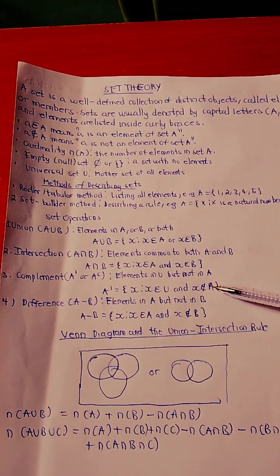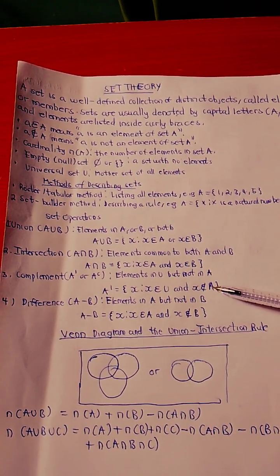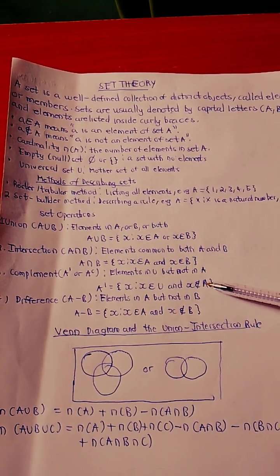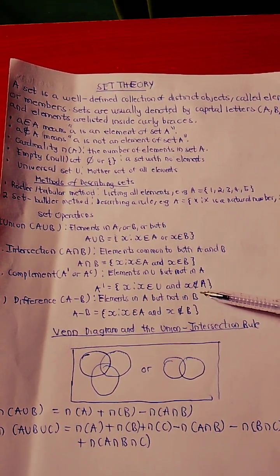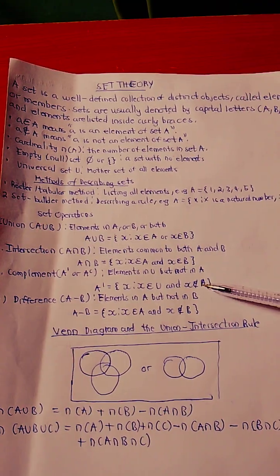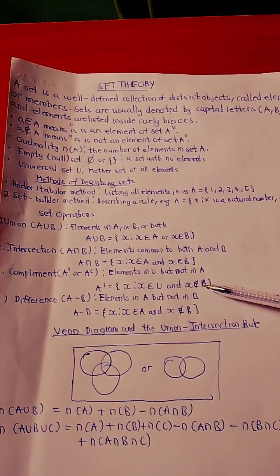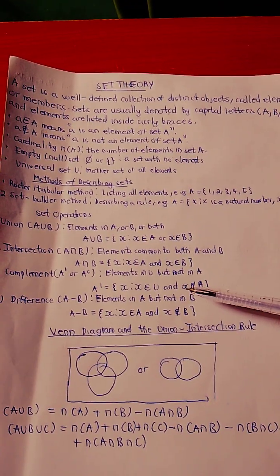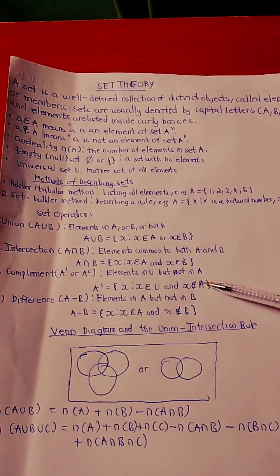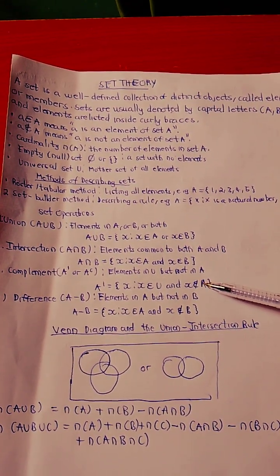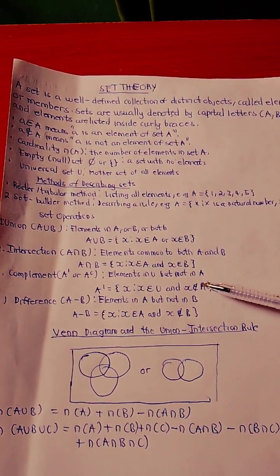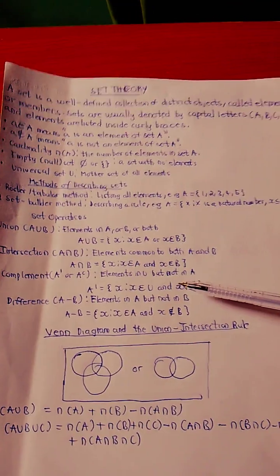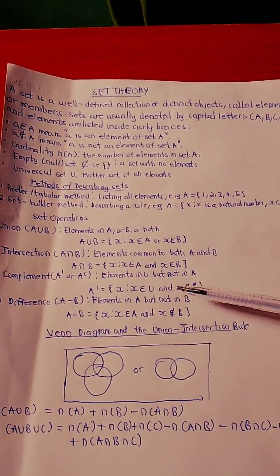So if the elements of the universal set are 1, 2, 3, 4, 5, and the elements of A are 3, 4, 5, 6, then in this particular case we only count the elements in U that are not in A. You know that the elements of A are 3, 4, 5, 6, while the elements of B are 1, 2, 3, 4. So we only count 1, 2 for the universal set. That is the complement.